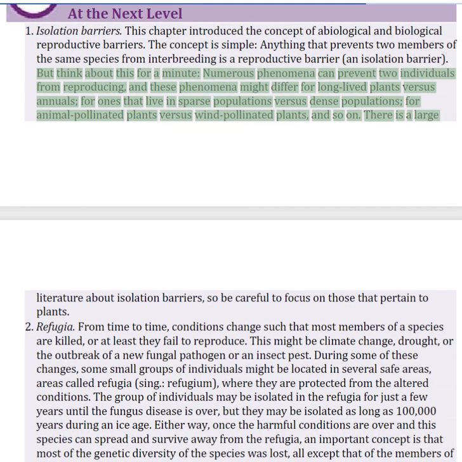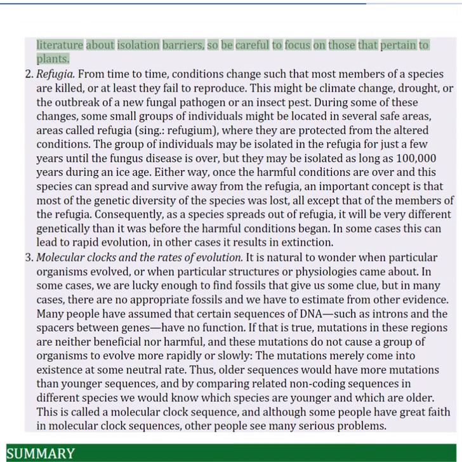But think about this for a minute. Numerous phenomena can prevent 2 individuals from reproducing, and these phenomena might differ for long-lived plants versus annuals, for ones that live in sparse populations versus dense populations, for animal-pollinated plants versus wind-pollinated plants, and so on. There is a large literature about isolation barriers, so be careful to focus on those that pertain to plants.